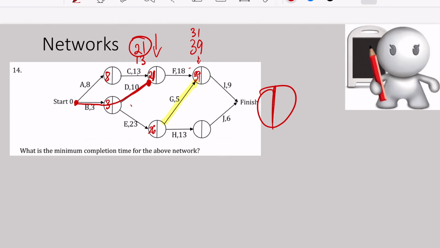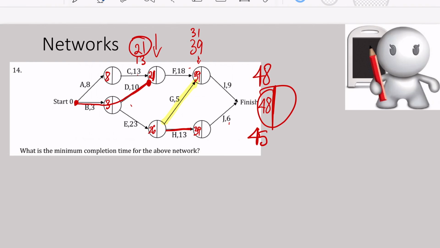Just over here at the finish line. 39 plus 9 is 48 minutes, but I need to write that on the outside because how else can I get to the finish? Well, I can do activity H this way. So 26 plus 13 is 39, and 39 plus 6 is 45. But what do I write inside this cell over here? Well, I would need to write 48, because even though activity J has finished, the whole project isn't finished until activity I is actually finished.